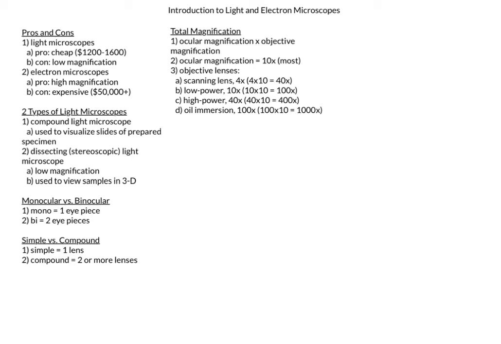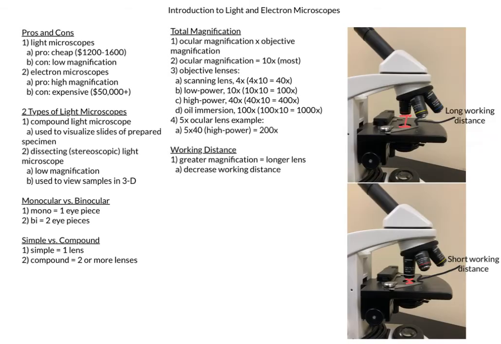Now, just in case the ocular lens is not 10x, let's try an example where the ocular lens is 5x and the high power lens is 40x. What is the total magnification now? We would just do 5 times 40, which is 200x. Another thing to be aware of with the different objective lenses is their overall size. The greater the magnification, the longer the lens is. This in turn decreases the working distance, or the distance between the lens and the sample, meaning you have to be more careful not to scratch the longer lenses.